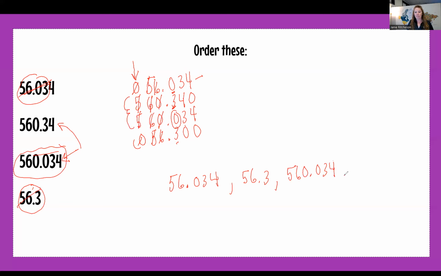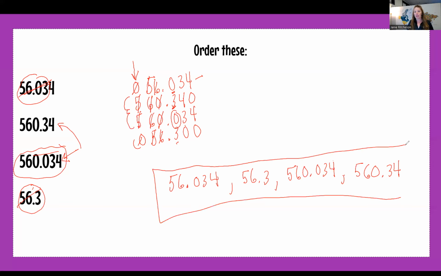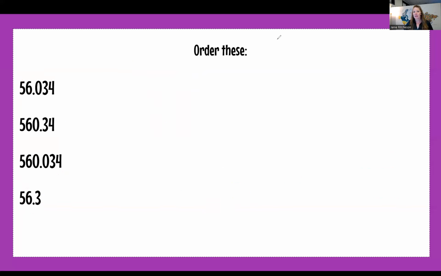And then the biggest number is 560 and 34 hundredths. So now we have ordered those numbers from least to greatest. All right, let me erase all this and we will move on.